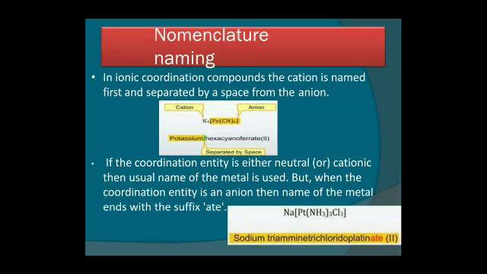We have other examples also. While writing names, the following changes occur. If the anion ends with ide, then it becomes ido. If it ends with ate, then ato. If it ends with ite, it will be ito.